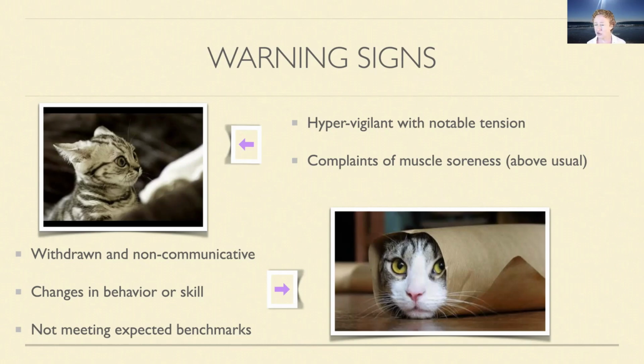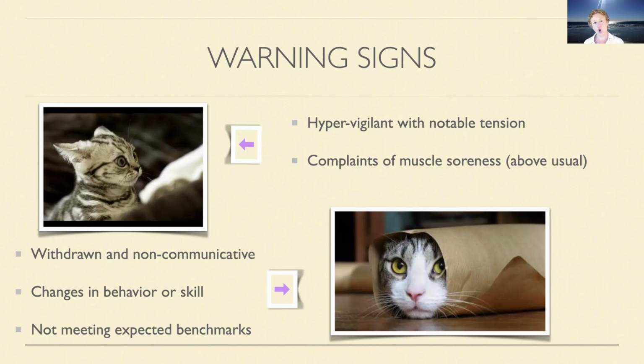Complaints of muscle soreness above usual. So if someone keeps coming in and saying, oh, my shoulder's still bad, that's a sign that they're in this sympathetic state for prolonged periods, and it's leading to muscle soreness. It could just be their technique or other things. But again, you've got to look at this as another layer, another piece of that jigsaw.